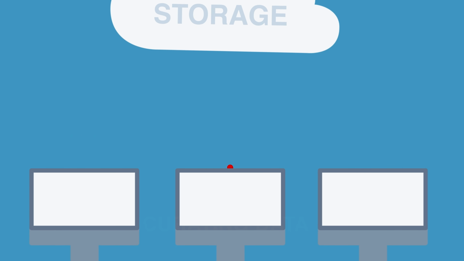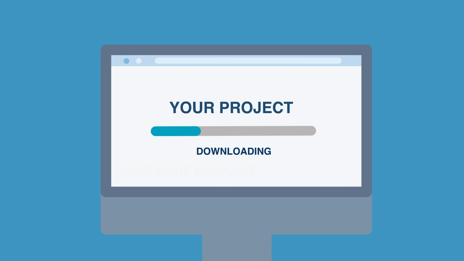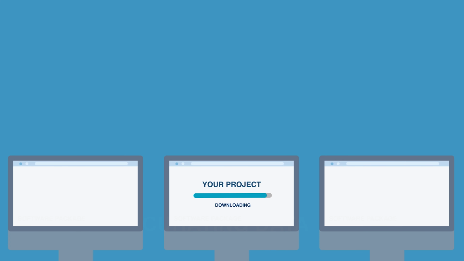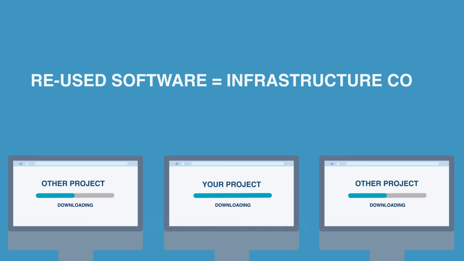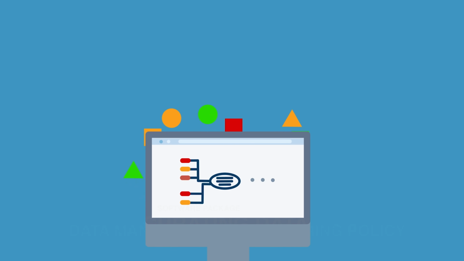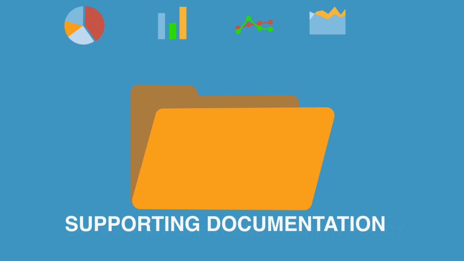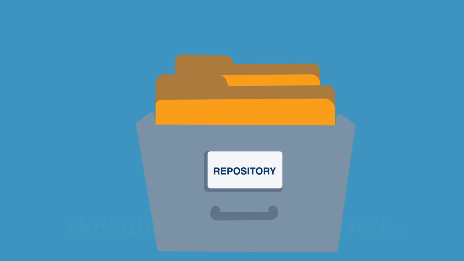Another example would be buying a new software package to process the data generated by your project. If the software is only being used by this project, that cost is allowable. But if the software will be reused on other projects, it's considered an infrastructure cost and therefore not allowable. Other allowable costs include expenses associated with preparing data for sharing. For example, the cost of curating data, reformatting data to make it more easily reusable, de-identifying data, developing supporting documentation and metadata, or paying fees required by your chosen data repository.